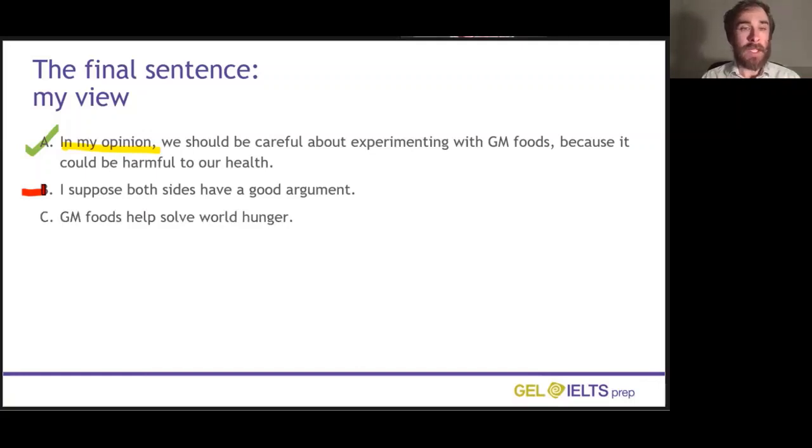C. Genetically modified foods help solve world hunger. I would like you to decide if this is good or bad. Look at the next question below this video and choose the correct option. Is this a good final sentence or is it a bad final sentence?